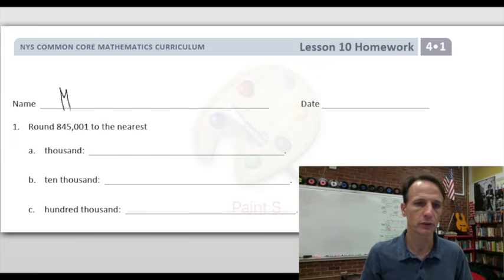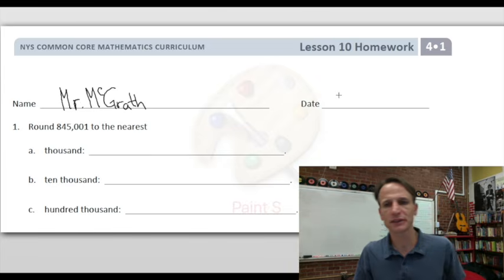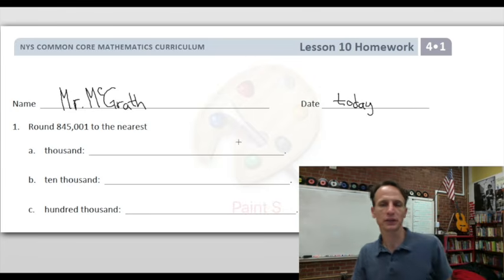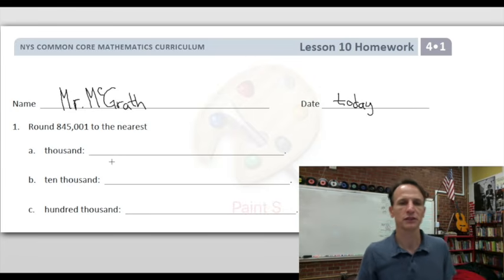Let's start, as always, by jotting our name down so that if you turn your homework in to some sort of teacher, class, you get credit for the work you did because you put your name on it. Don't write my name, though. Write your name. And then for the date, go ahead and put today's date. I'm writing "today" because I think that's amusing, but you actually put whatever today's date is for you.